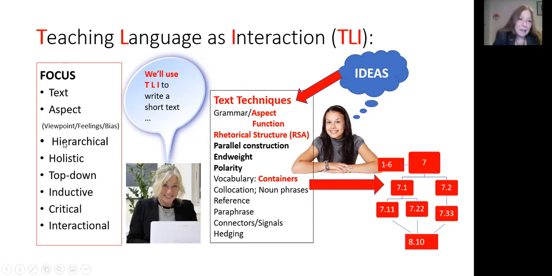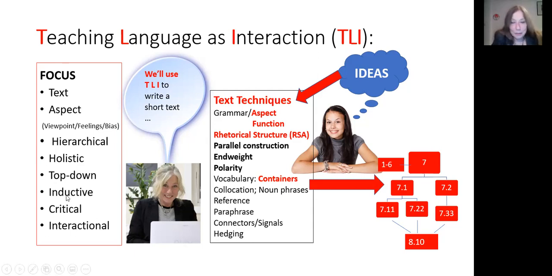So the hierarchical I've already dealt with, and it's also holistic. So the language is presented in the text and in its context. And it's also holistic in the sense that it fills the gap of how to do this. I think current teaching deals with the what, but not adequately with the how. It's also top-down, so it presents the overview and the students don't get lost in the detail.